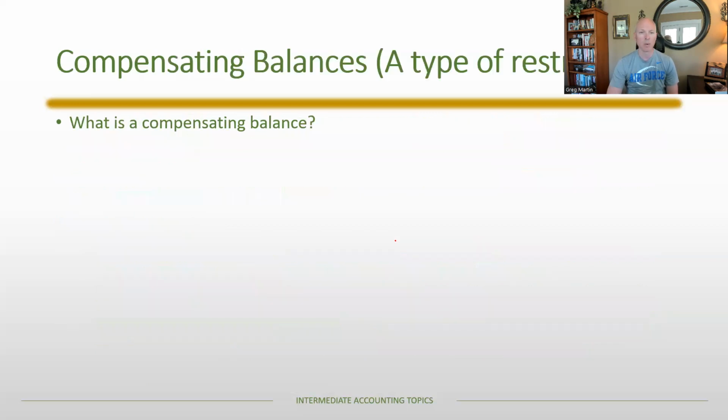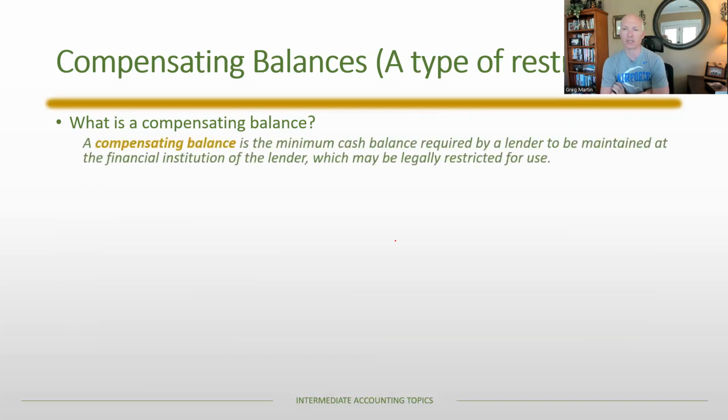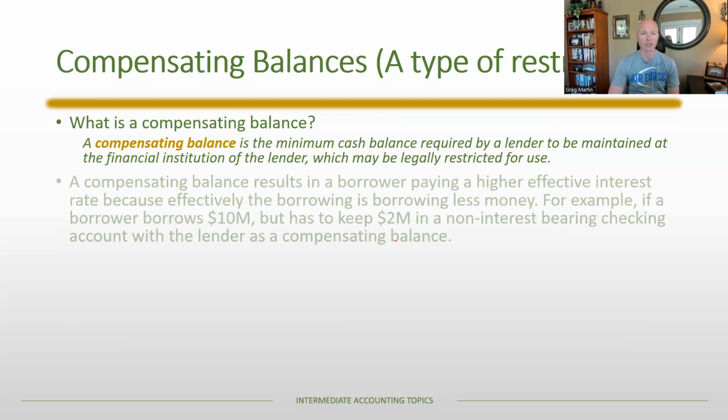All right. What is a compensating balance? This is a type of restriction on cash. A compensating balance is basically if I borrow money from a lender, sometimes they will require that you maintain a minimum balance at that institution. A lot of times, especially if you borrow money at a credit union to buy a car, they'll require that you open a checking or savings account and that you leave some minimum amount of money in that account. Obviously that is a restriction. I can't take that money out and use it for something else. It's a completely legal restriction, and that compensating balance is now a form of restricted cash.